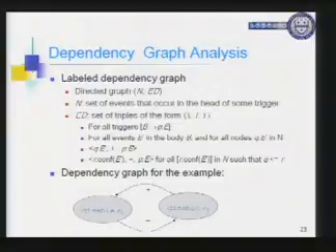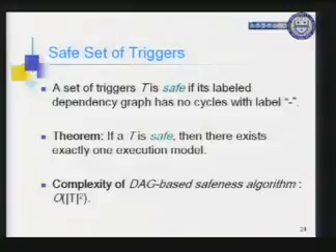And by using analysis of this directed graph to find some cycles which have particular labels, we could identify those trigger sets which can possibly generate ambiguous semantics. So the result basically is, if you have a set of triggers, we can say it is safe if the level dependency graph has no cycle with particular label. And it can be computed, the cycles can be detected in polynomial time.